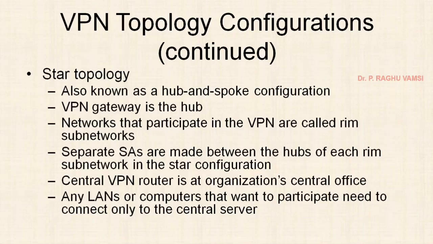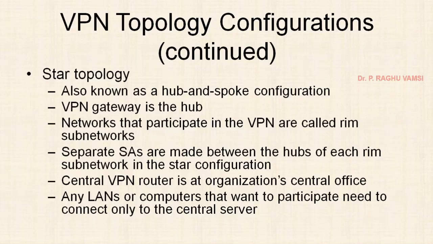Star topology, also known as hub and spoke configuration. The VPN gateway is the hub. Networks that participate in the VPN are called rim subnetworks. Separate SAs, that is security associations, are made between the hub and each rim subnetwork in the star configuration.